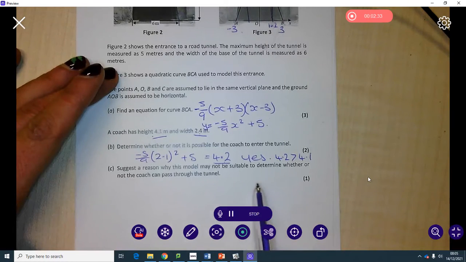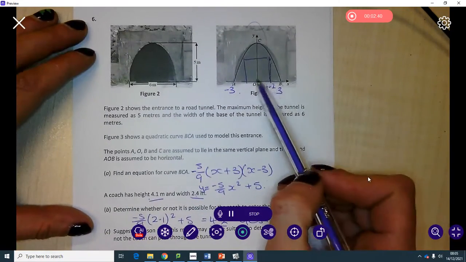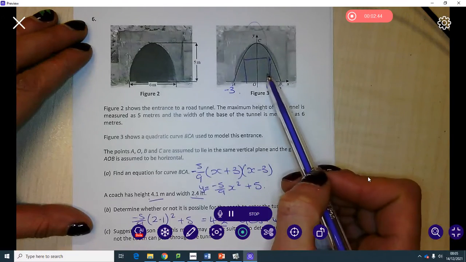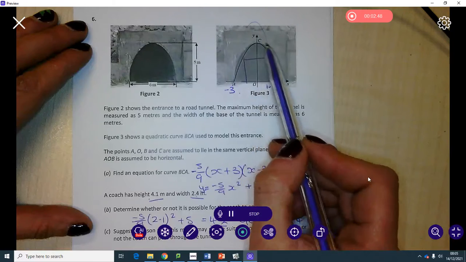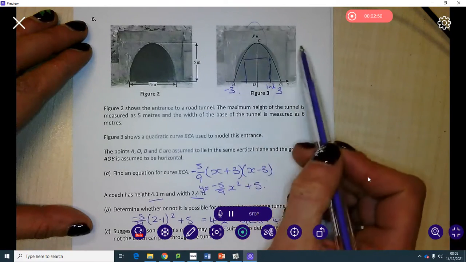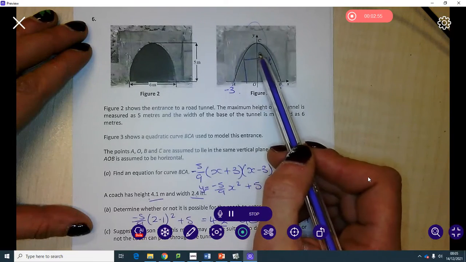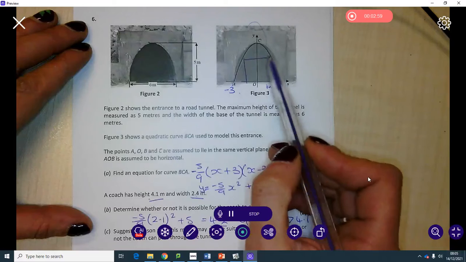Suggest a reason why this model may not be suitable to determine whether or not the coach can pass through the tunnel. There are loads of reasons you could have for this. One is that the coach would have to drive down the middle of the tunnel, which may not be sensible. Another is that this assumes that the tunnel is the same shape throughout, but it might not be. There might be lights hanging down in the tunnel. So lots of other reasons that you could give there.